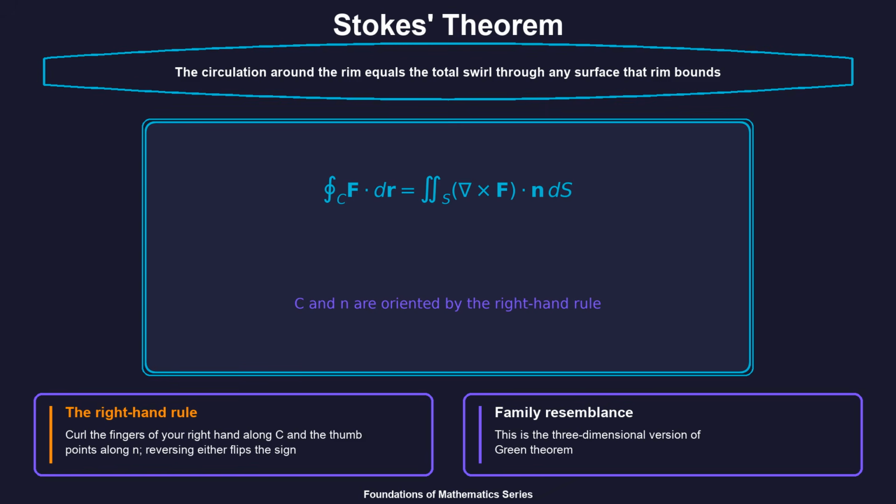So circulation around the rim equals total swirl through the surface. It is the three-dimensional version of Green's theorem, and if you flatten the surface into the plane, you recover Green exactly. Once again, orientation is part of the statement, and here it is the right-hand rule. Curl the fingers of your right hand along C and your thumb points along N. Reversing either the traversal of C or the choice of N flips the sign.